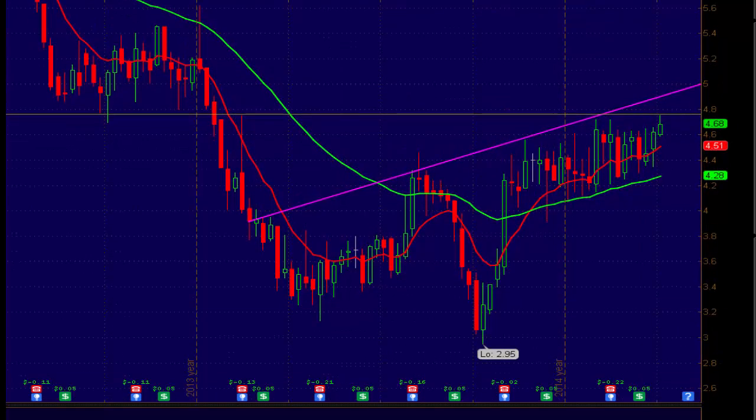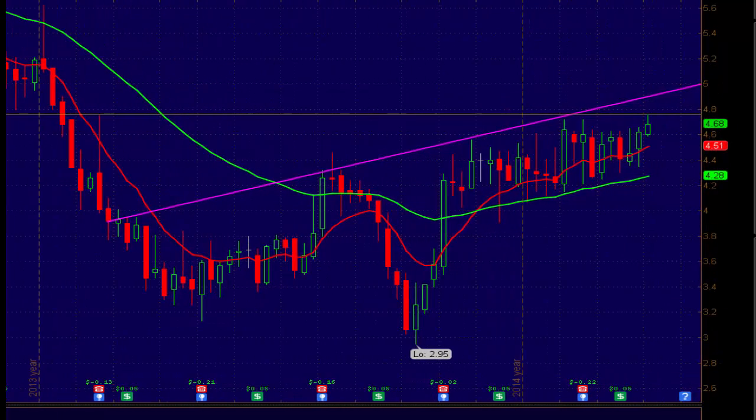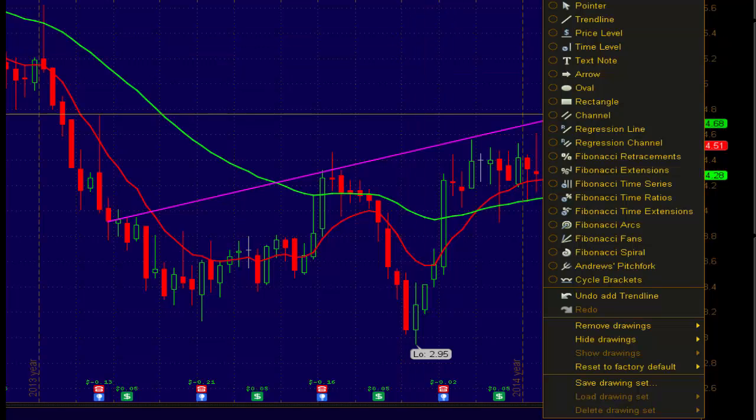If we zoom in a little bit, we could see another trend line that caught our attention.